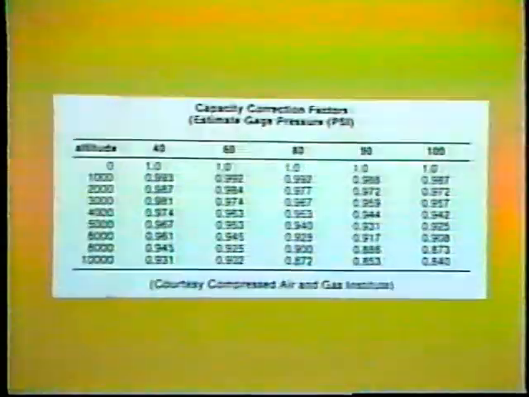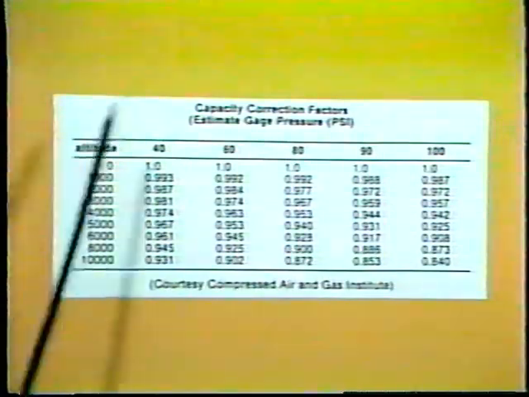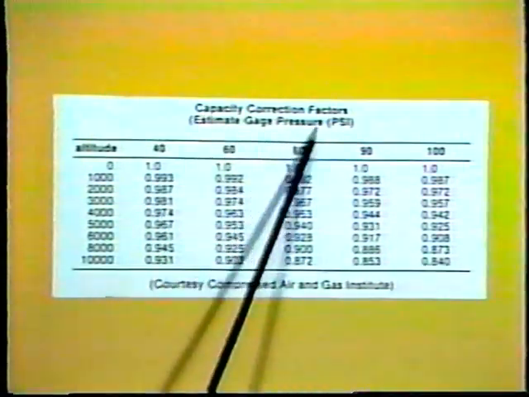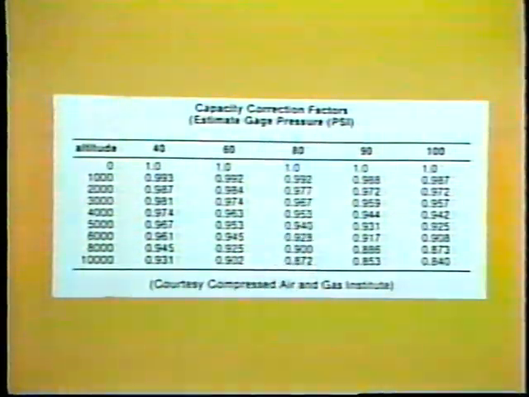This is an important relationship to remember because it changes not only the power needed to drive the compressor, but the compression ratio and compressor capacity as well. In fact, one of the major factors an engineer will take into account when designing a system is the reduction in compressor capacity due to altitude. This chart for single-stage compressors shows capacity correction factors for different operating pressures.